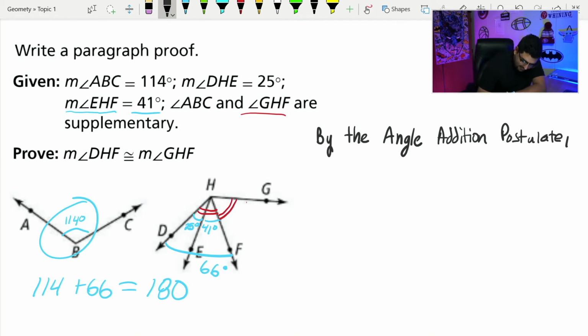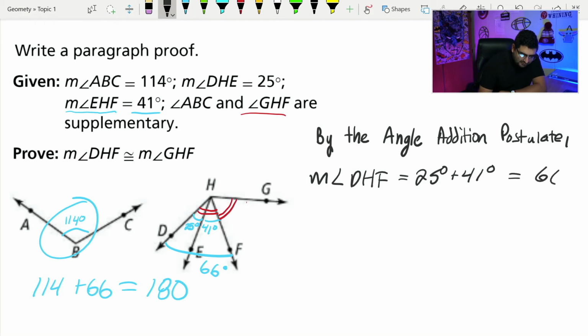I knew that the measurement of angle DHF was simply 25 degrees plus 41 degrees, which equaled 66 degrees. Okay?